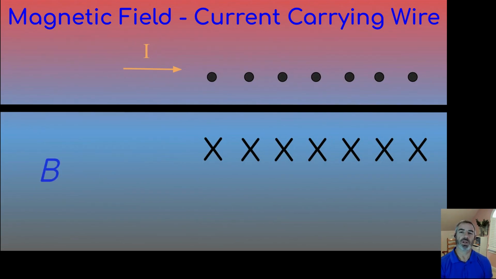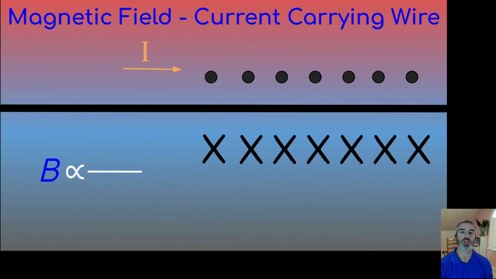What we're going to do now is learn how to calculate the magnetic field, or the strength of that magnetic field, which is represented by a capital B. We're going to look at proportionalities first. First we're going to look at current. When current increases, we can see that the strength of the magnetic field gets stronger, which gives us a direct relationship between magnetic field and current.